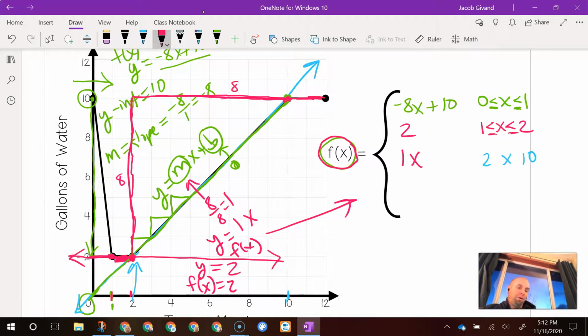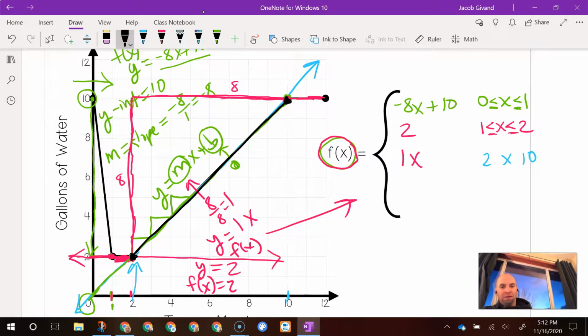We don't even need the 1 if we don't want it. We could just say x. Let's go back to colors again. We'll go to black. So we're talking about from here to here. That was our domain from 2 to 10. We're just talking about this. Okay, so between 2 and 10, it is 1x.